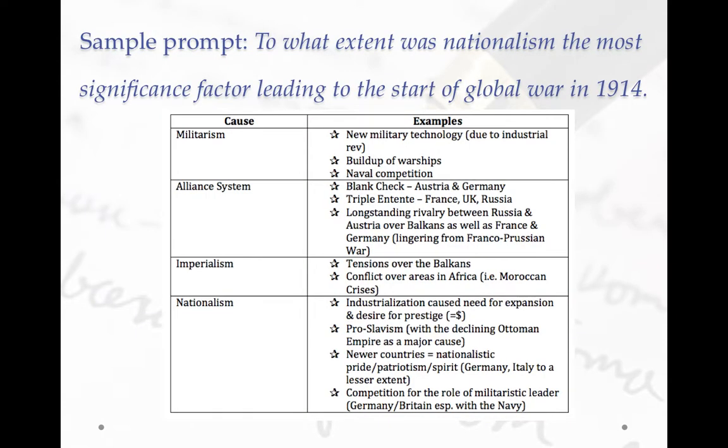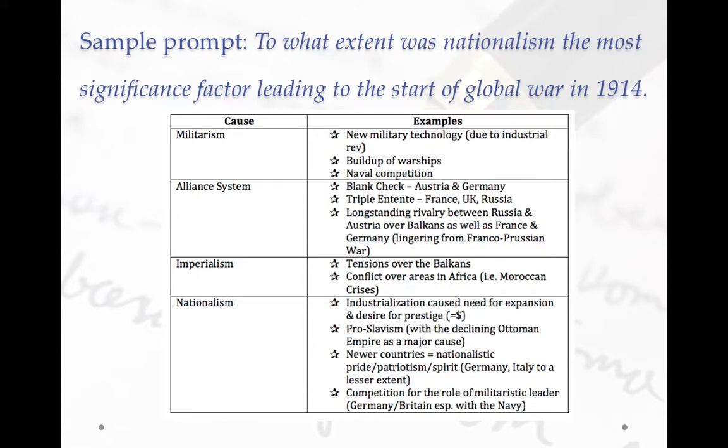So this is an example graph that I kind of mean. So the prompt is, to what extent was nationalism the most significant, there's a typo, factor leading to the start of global war in 1914? And I chose World War I because this is a general slidecast, and World War I is part of the AP US History, AP World History, and AP European History curriculum. I know some of you are going to be viewing it and you haven't done it yet, but I just wanted that kind of example.